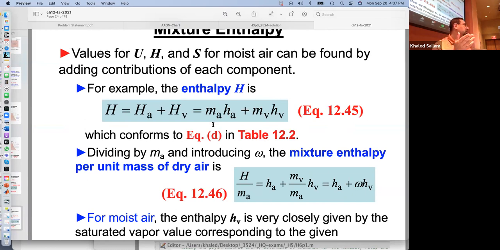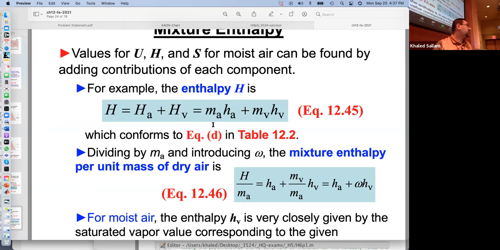Where do you get that? You get from X steam? No, H air, you cannot get it from X steam. X steam is for vapor, water vapor. H air, where do you get that? Table in the back of the book that says air properties, right? There's an air table, just like a steam table, there's an air table.